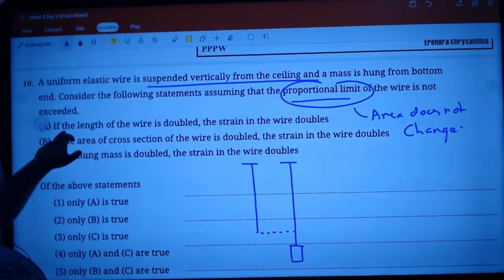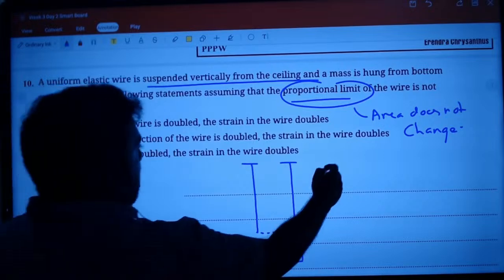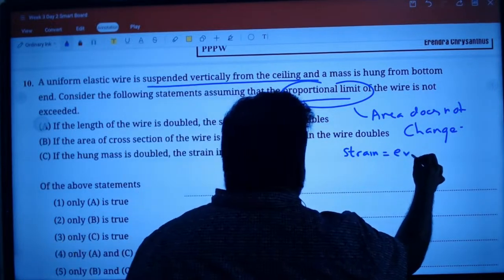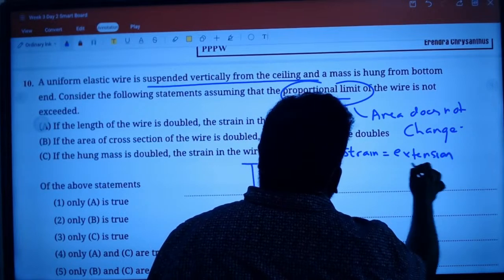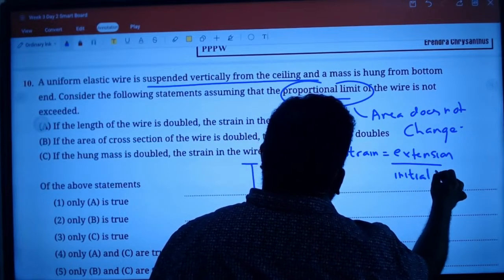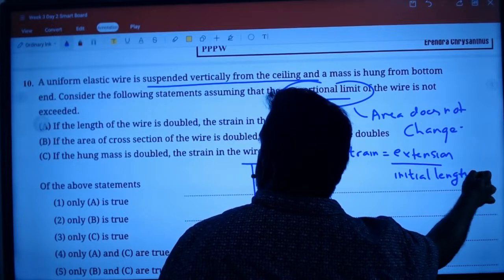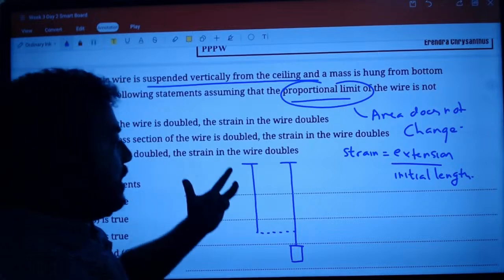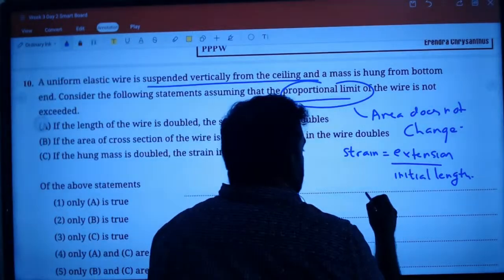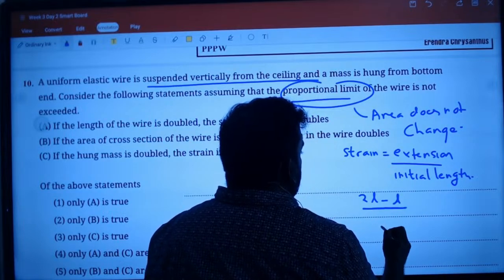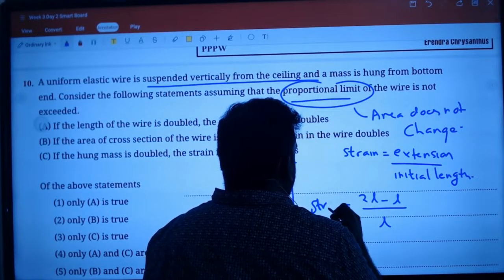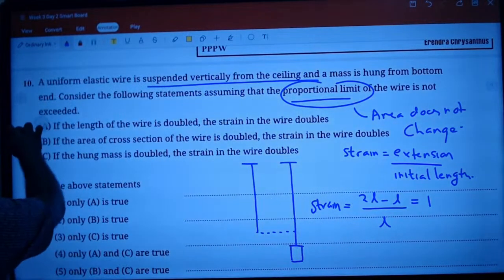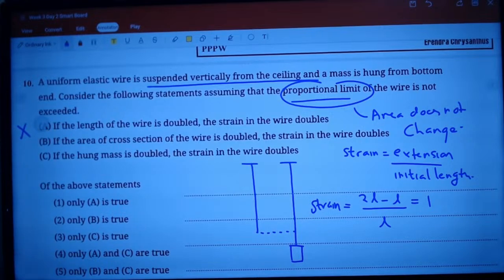Right. First one. If the length is doubled, the strain will double. The equation: strain is extension divided by initial length. When the length of the wire is doubled, will the strain double? Length is doubled means, what's your extension? 2L minus L, initial length is L. What can you say about the strain? Strain does not change. Statement A is wrong.